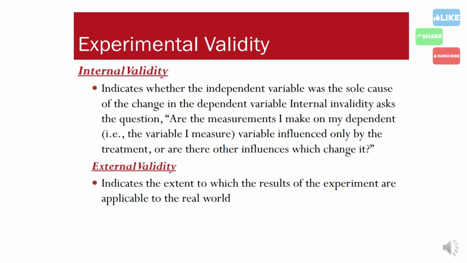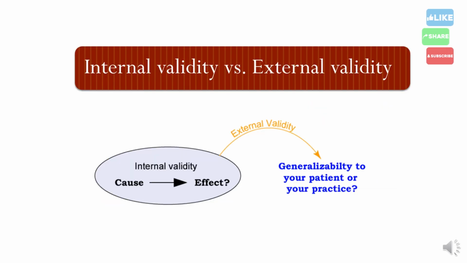Next is external validity, and it indicates the extent to which the results of the experiment are applicable to the real world. So there are internal validity versus external validity. First we have internal validity, like what are the cause and its effect on the whole experiment. On the other hand, the external validity, like generalizability to your patient or your practice, is called external validity.